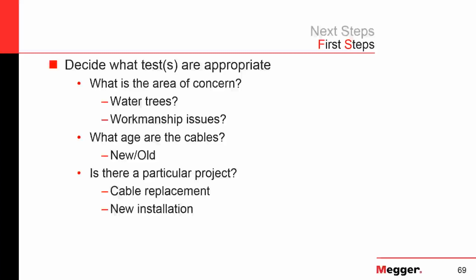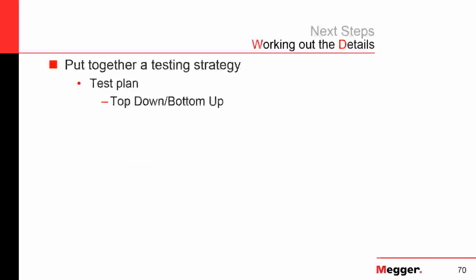Is there a particular project you have in mind? Is there a cable replacement project where I have $10 million of cable and only $1 million to replace them, and I want to spend my money the best? That's going to affect the type of equipment we get as well. Or is there a new project that we're looking for to verify, to do acceptance testing on?